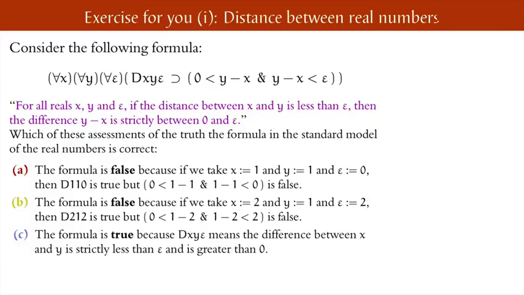Consider the formula that says, for all reals x, y and epsilon, if the distance between x and y is less than epsilon, then y minus x is strictly between 0 and epsilon. So which of these three different assessments of truth is correct? Make sure you read them carefully.